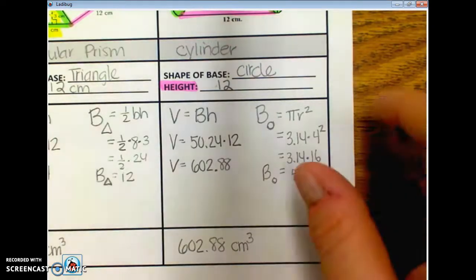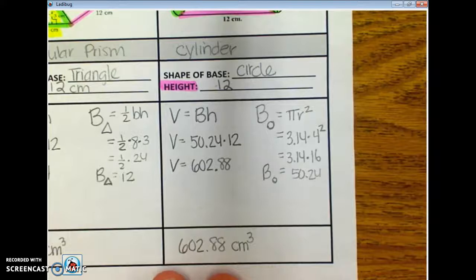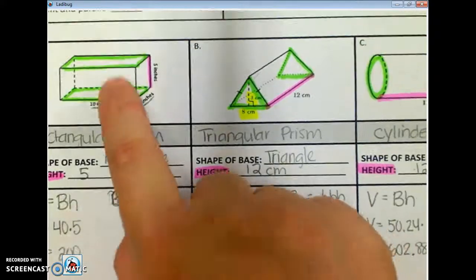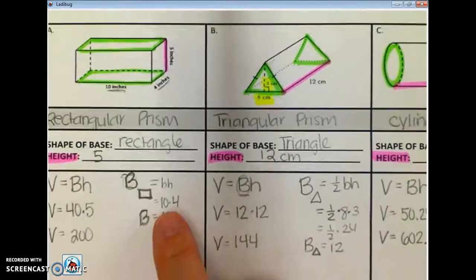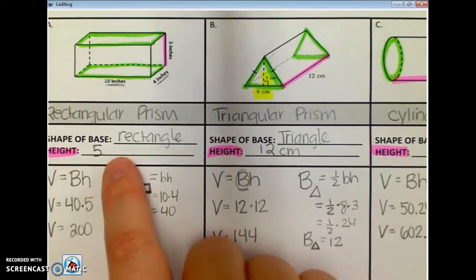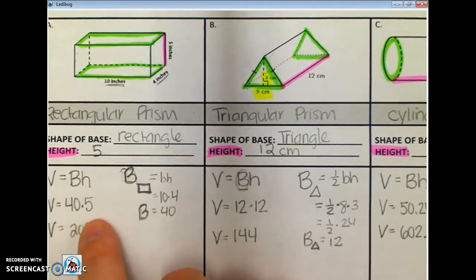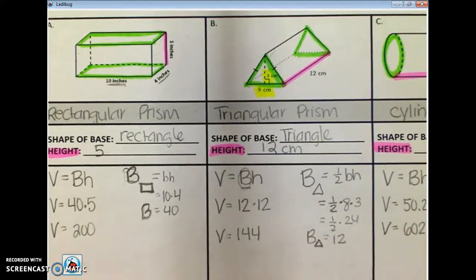Okay, so that takes you through those 3 examples about making sure that you identify your bases and identify your height, because that's important. Identifying the base tells you what formula to use for area, and then identifying your height tells you what to then multiply by in each of those cases.